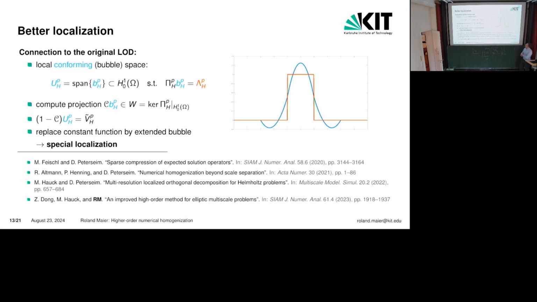Now the problem is, again, this H2 minus 1, as I said, and there's one slight thing that you have to change to make this work. And that has also been addressed in the actual numerical paper by Robert Altmann, Patrick, and Daniel, and has then been used also in the lowest order case by Moritz Hauck and Daniel Peterseim in terms of some multi-resolution LOD. And we have then picked that up for the higher order case in the very end. So the point is, you need some special localization, and you need to replace the constant polynomial by something else.